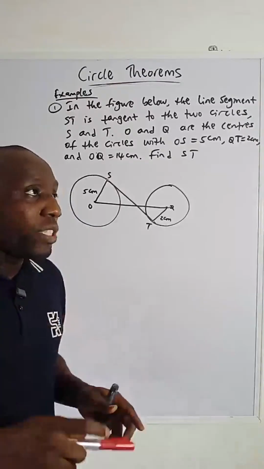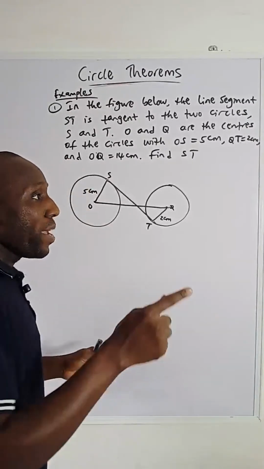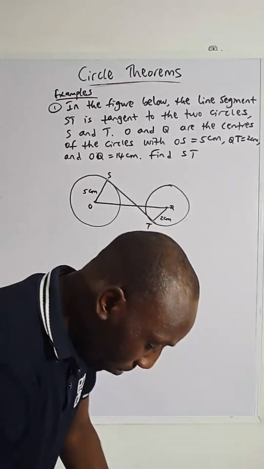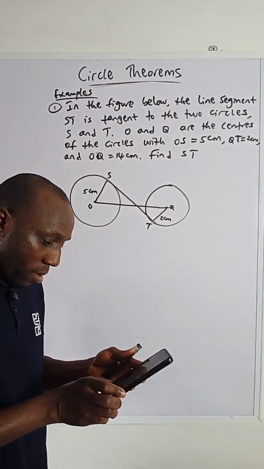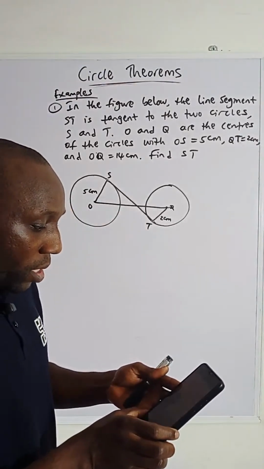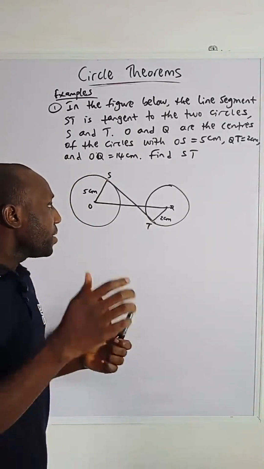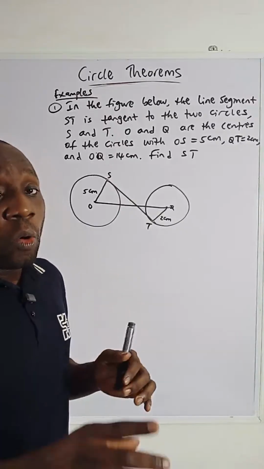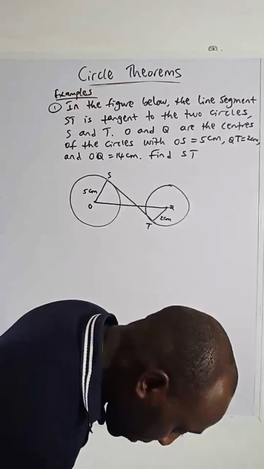Now, somebody should tell me, is ST a direct common tangent or a transverse common tangent? If you know it, type it in the comment. Don't look it up, just do it on your own. Is ST a direct common tangent or a transverse common tangent? Type it in the comment.